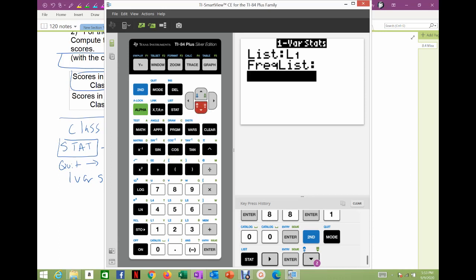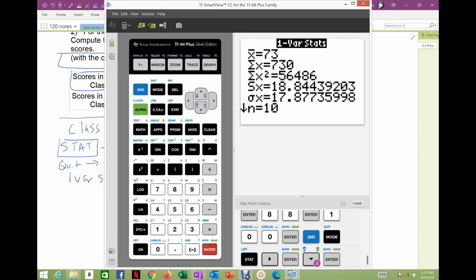I only plugged in one list. Hit calculate. If yours is the other type of calculator where it pops up one variable stats, you're good to go. You just hit enter. Alright, you should be able to get to the same answer I do. Alright, there it pops up.